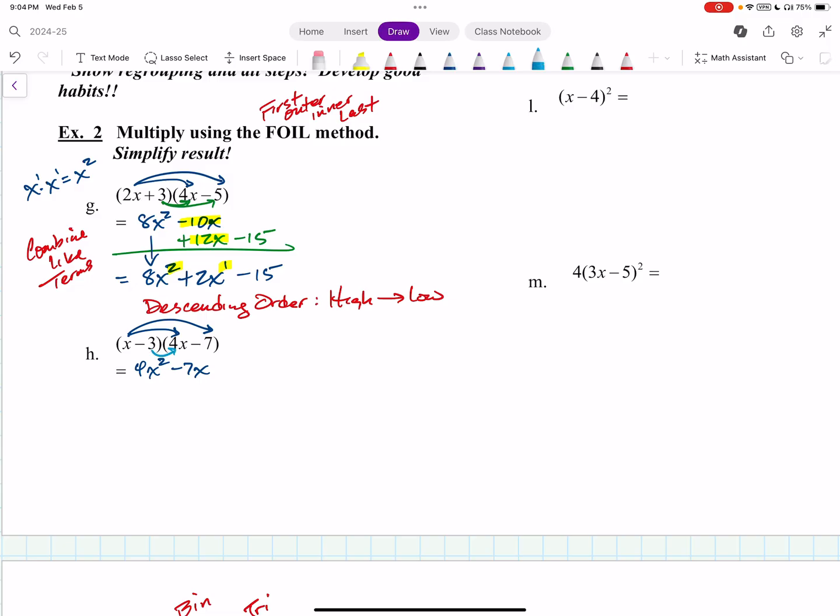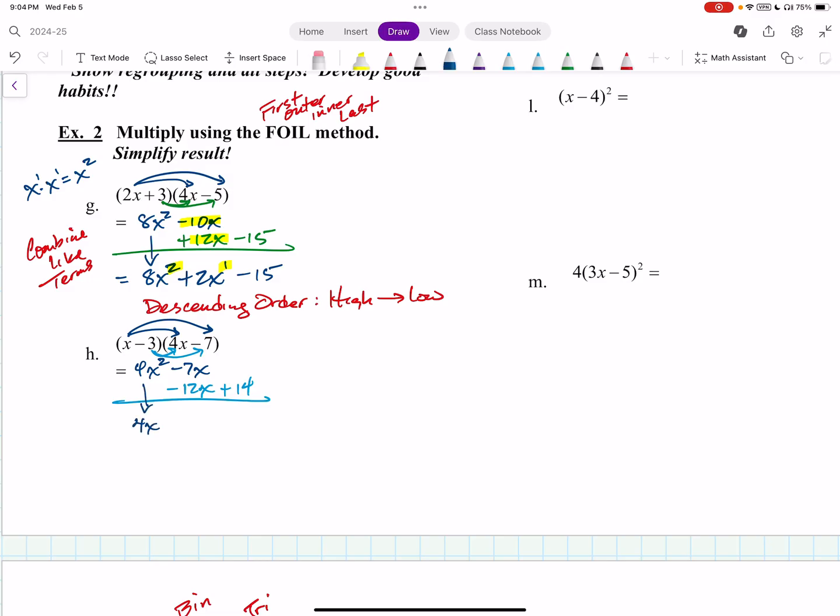So that's negative 3 times 4x, and that's a negative 12x. And again, notice that I'm lining up like terms here. And then a negative 3 times negative 7, guess what? That's positive 14. All right, and then you just add like terms.